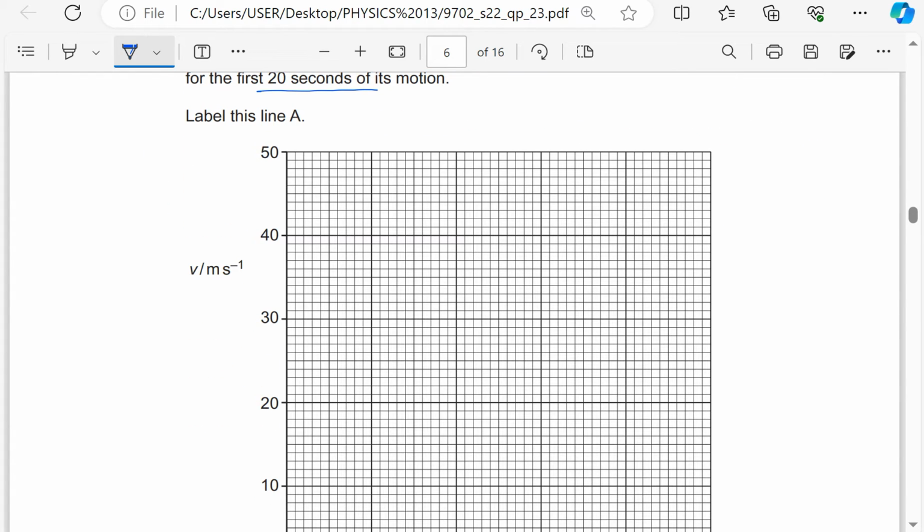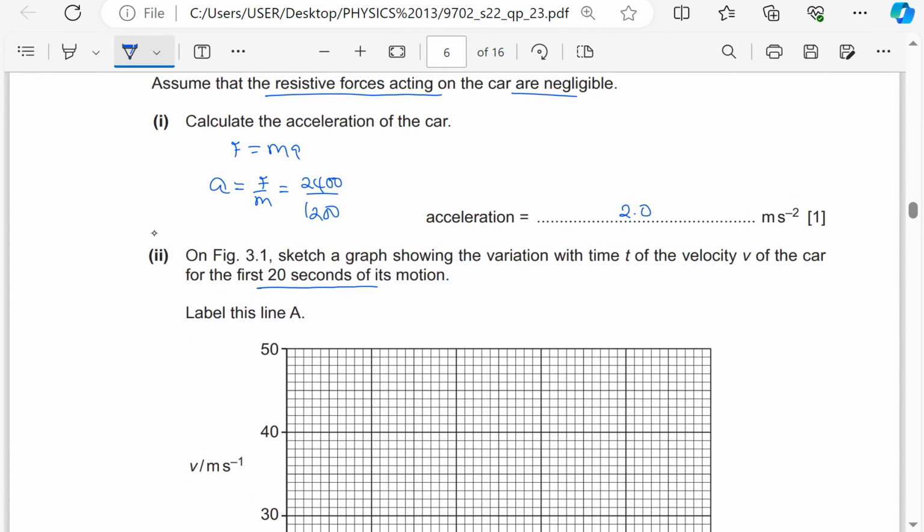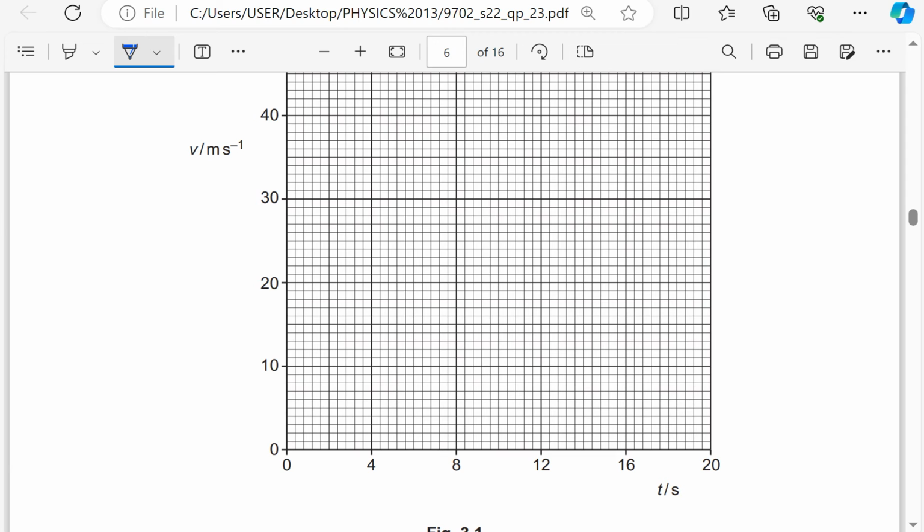So for the first 20 seconds, the final velocity v is equal to u plus at. It started from rest, so the final velocity is going to be the acceleration, which is 2.0, times t, which is 20. So the final velocity should be 40 meters per second after 20 seconds. So this is going to be a straight line because the acceleration is constant, but it stops at 40. So I would draw a straight line that stops at 40.